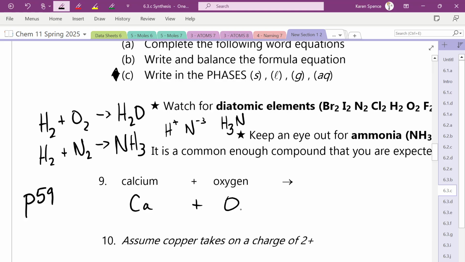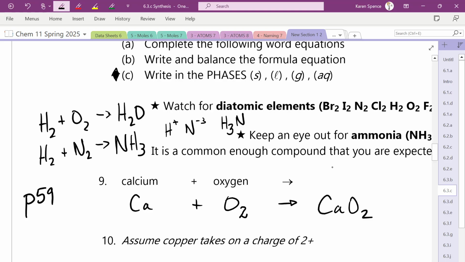Oxygen is diatomic, so we're going to put a 2 there. And now our products, CaO2. How much do we love my product? Do we love it? Do we hate it? Yeah, how do the charges balance out there? They don't. So that's just plain old wrong.